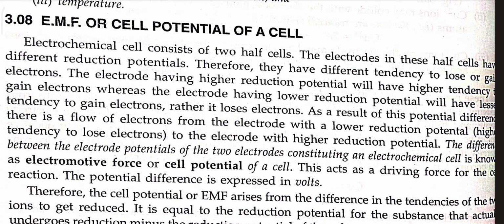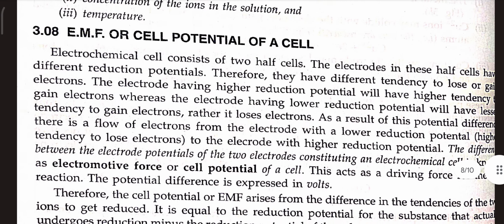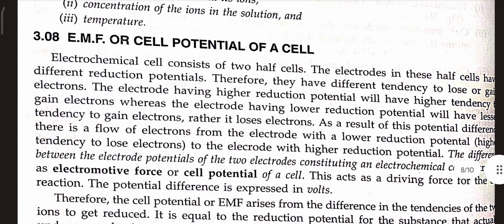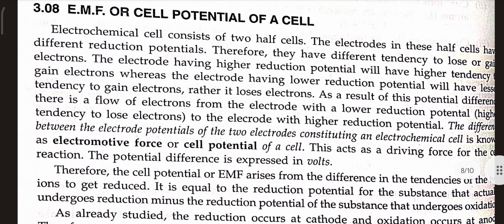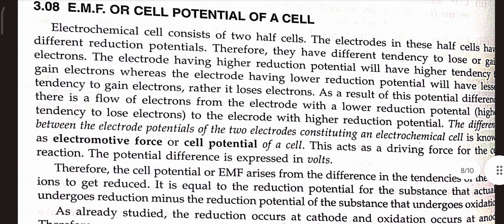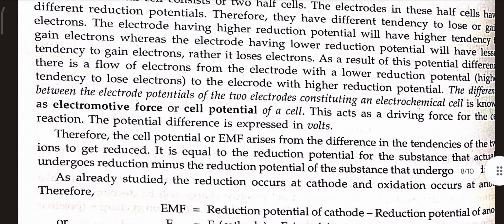An electrochemical cell consists of two half cells. The electrodes in these half cells have different reduction potentials, therefore they have different tendencies to lose or gain electrons. The electrode having higher reduction potential will have a higher tendency to gain electrons, whereas the electrode having lower reduction potential will have a lesser tendency to gain electrons. Rather, it loses electrons as a result of its potential difference. There is a flow of electrons from the electrode with a lower reduction potential, higher tendency to lose electrons, to the electrode with higher reduction potential.